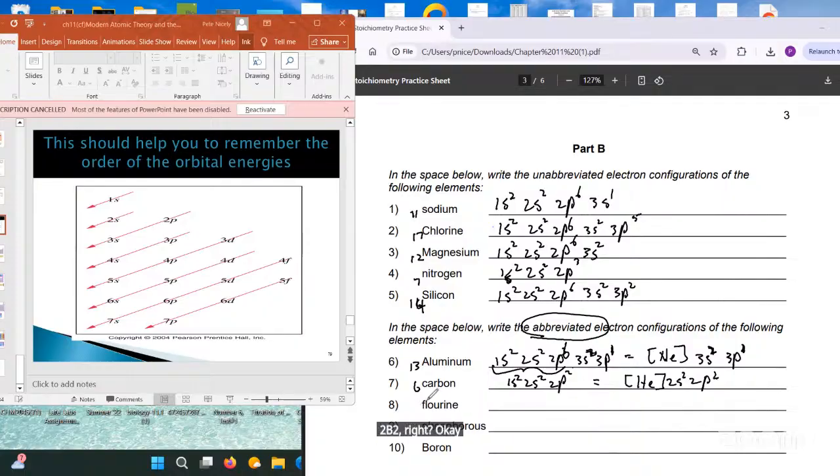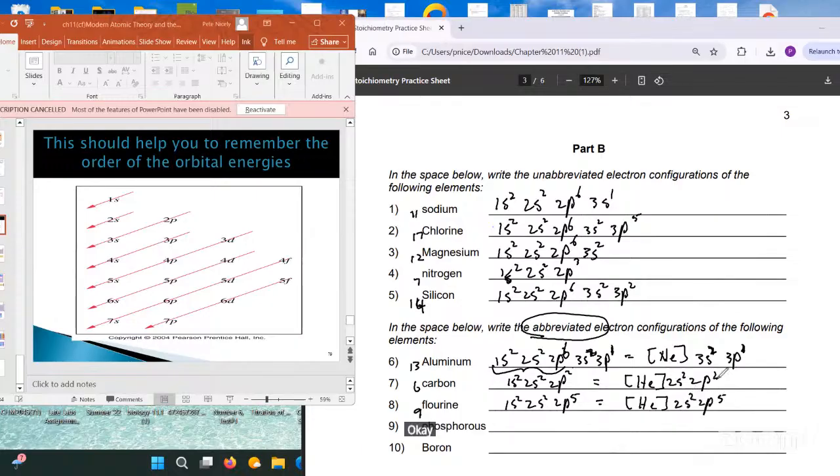Okay, the next one is fluorine. Fluorine has an atomic number of 9. Right? So the full electronic configuration is 1s2, 2s2, 2p5. So what do you think the abbreviated configuration is? Helium, so it's 2s2, 2p5. Exactly.